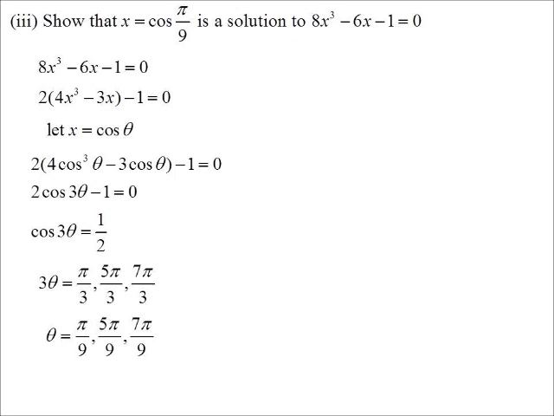So I've got pi on 3. The next one will be 5 pi on 3, that'd be the 4th quadrant. Then we're going around the circle again, so I add 2 pi to the pi on 3, 7 pi on 3.